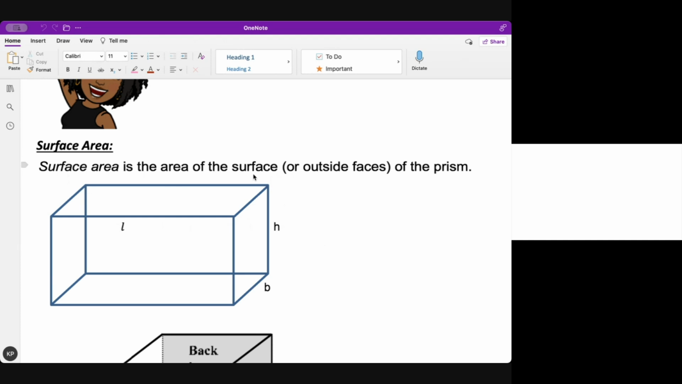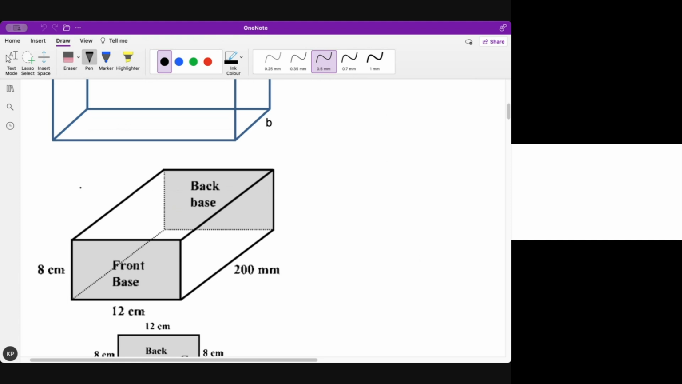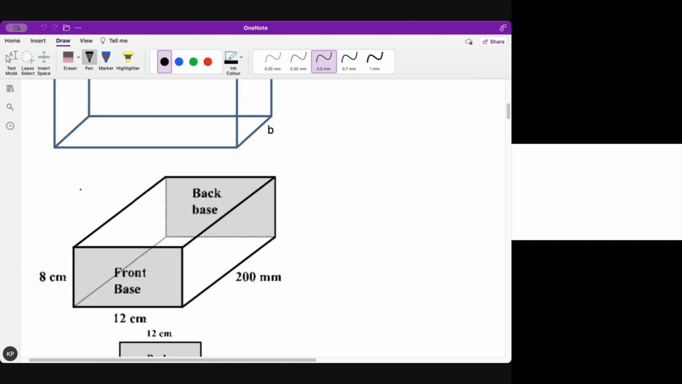Surface area is the area of the outside faces of the prism. So I want to know, if I were to paint this shape, or cover it with something, how much of that material would I need? And in order for you to know that, you need to know how big the shape is, don't you? So this is the shape, right? I put the second one here so that you can generally see how many faces we actually have.